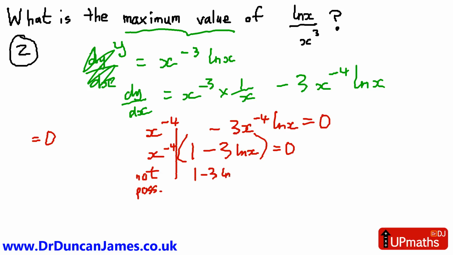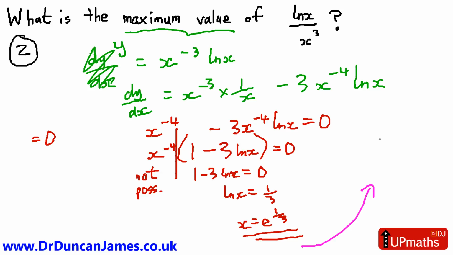1 minus 3 ln x equals 0. Rearrange that, we end up with ln x equals a third. So x equals e to the third. So we've only found one turning point. The question implied that it was a maximum, so we could just call it a day here and say, well, that must be where the maximum occurs. Let's find out what y is.